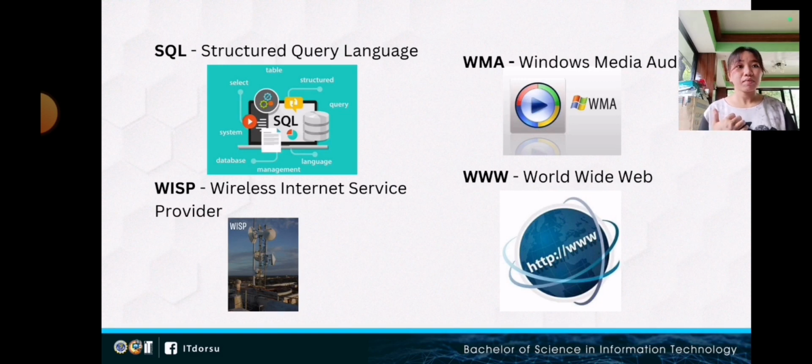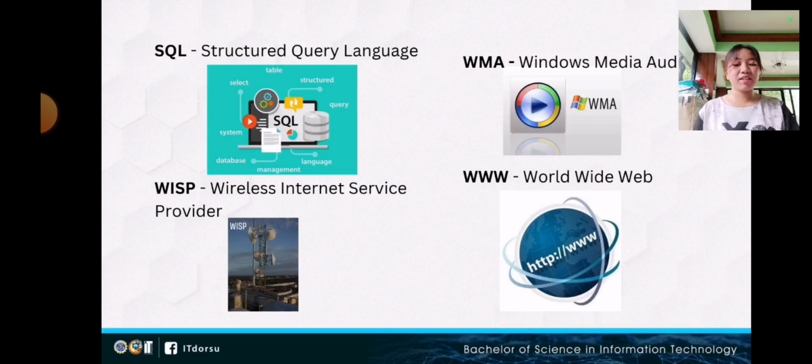For example, if your family or relatives are in another country, using a cell phone you can communicate with them. And that's because of the power of WISP. So, the next one is WMA or Windows Media Audio.